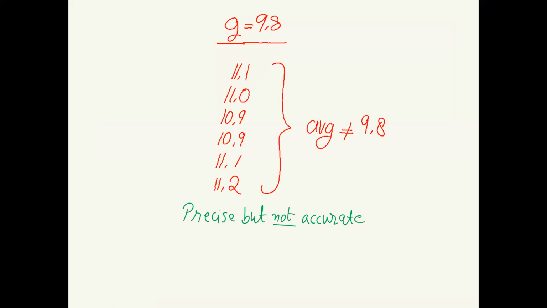Now look at these values. All of them are far away from the true value, but they are very close to each other. So this is called precise but not accurate. You have to copy this screen.